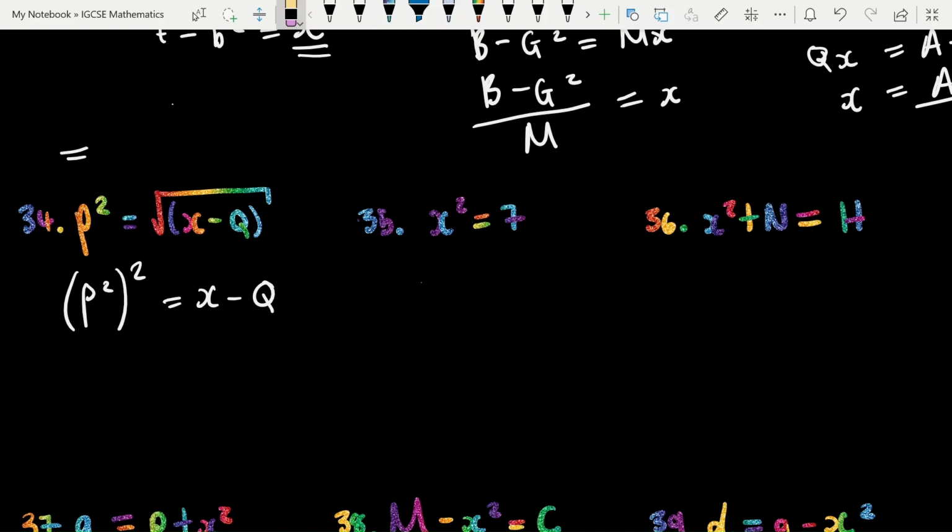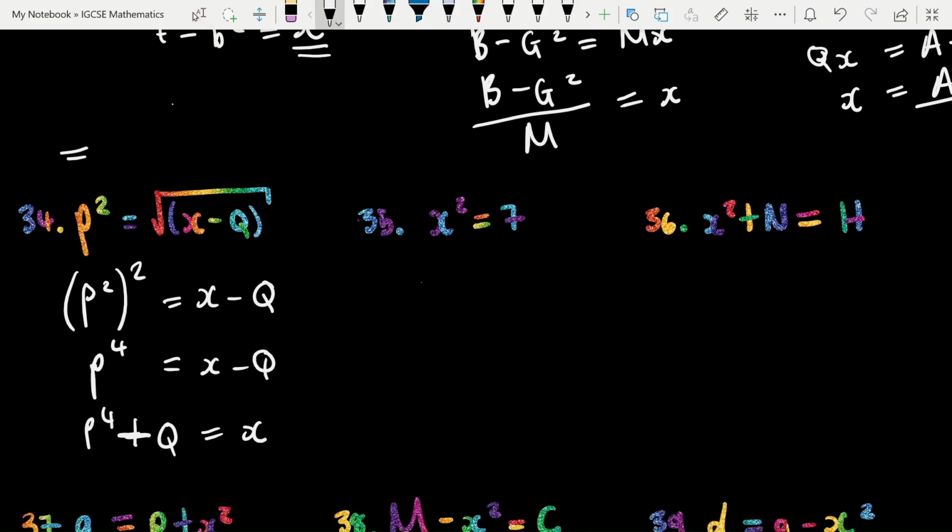It's going to be P to the power of 2 times 2. They multiply because it's a power raised to another power. It's going to be 4, which is equal to x minus q. You just take q to the other side. It's P to the power of 4 plus q is equal to x. Don't forget to do the opposite. Don't take it and make it stay negative.